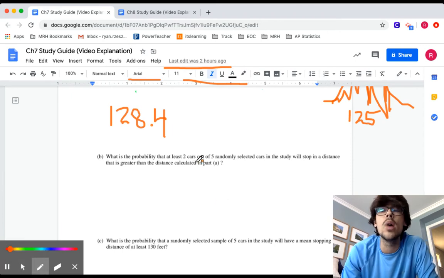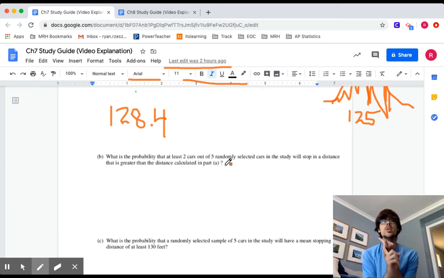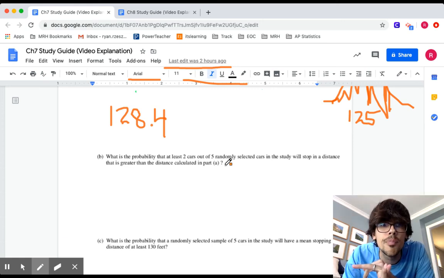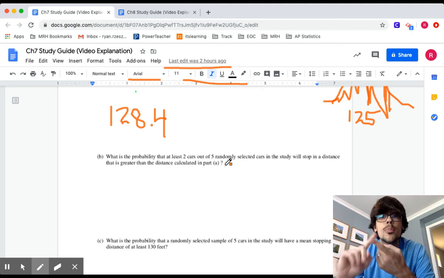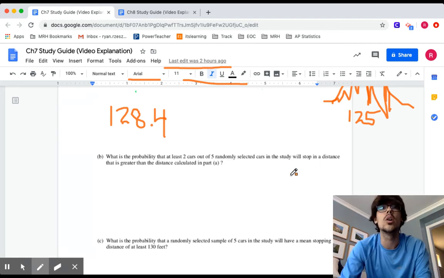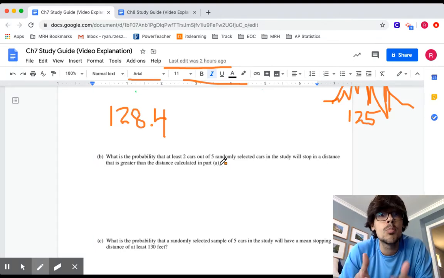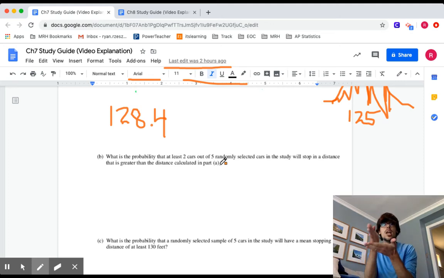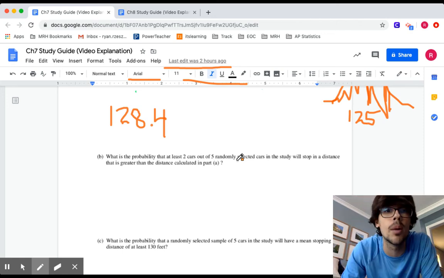Always ask yourself, if you ever hit a wall on a probability question, is it binomial? And it actually is. You either do take more than the last distance or you don't. 1 car independent from the next, 5 trials, and the probability of success for this one, they want to know that the stop distance will be greater than what we just found, greater than that 128.4. Well, the thing about it is that was the 70th percentile. 70% of cars have lower stop times than that 128.4. So 30%, the group above it, would be our probability for this.